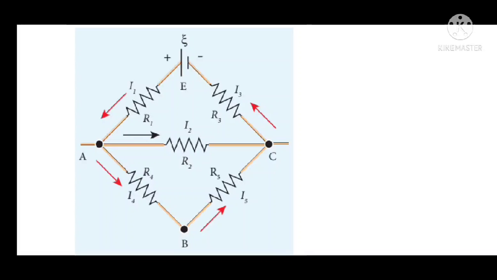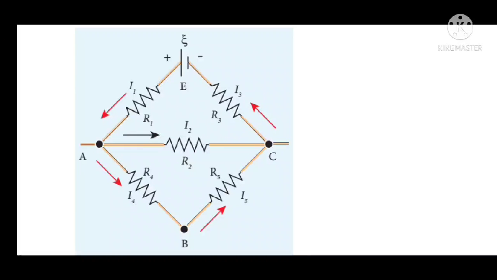That is, here in this loop or path, there is a cell named capital E. So the sum of the products of the currents and the resistances will become equal to E.